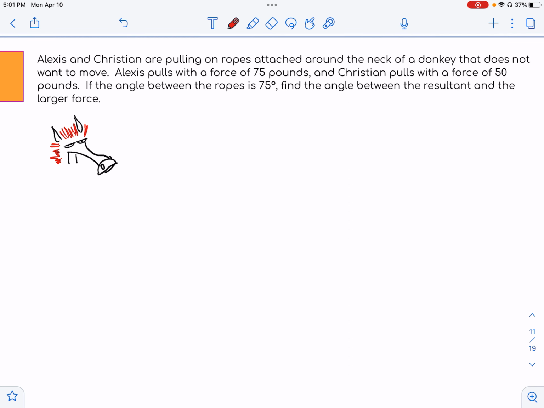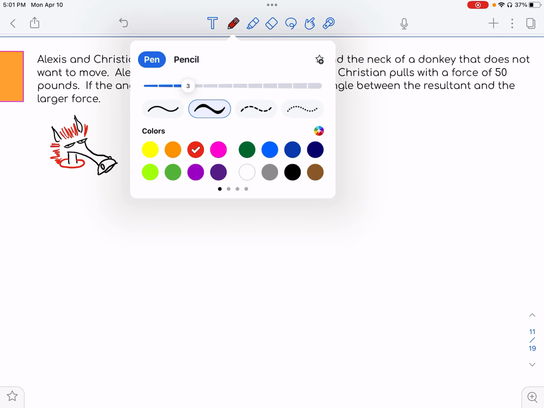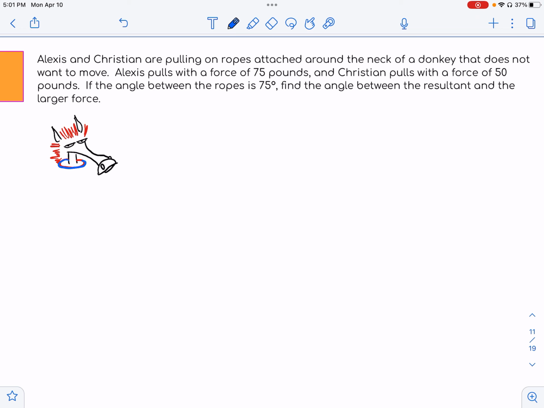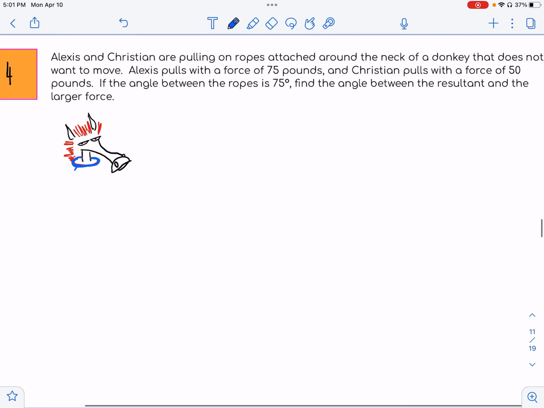All right. Alexis and Christian are pulling on ropes attached around the neck of a donkey. Here's my donkey that does not want to move. Of course we're hoping that we're keeping this all safe and not hurting the donkey. So it's tied up around his neck. Alexis pulls with a force of 75 pounds. Doesn't matter which way I put Alexis, but here's Alexis' vector because she's pulling with a certain force at a certain angle of 75 pounds.